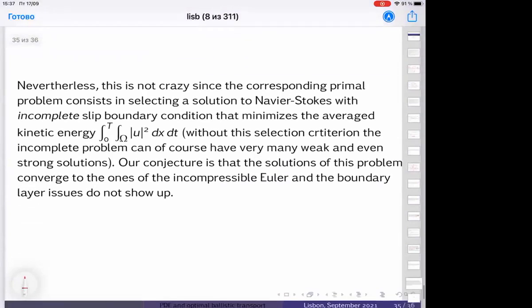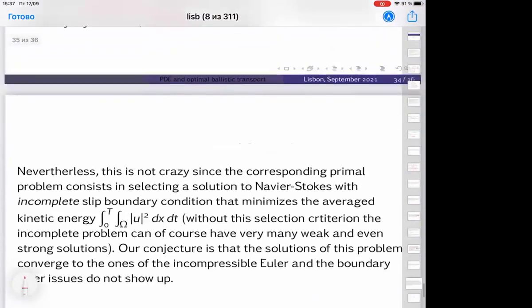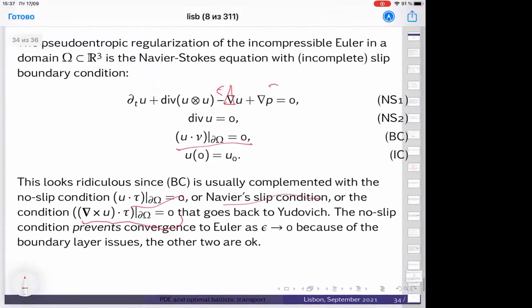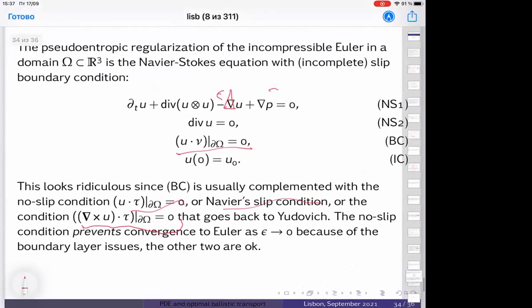Is it not that you should have epsilon in the boundary condition or in order? No. If you do the calculation.